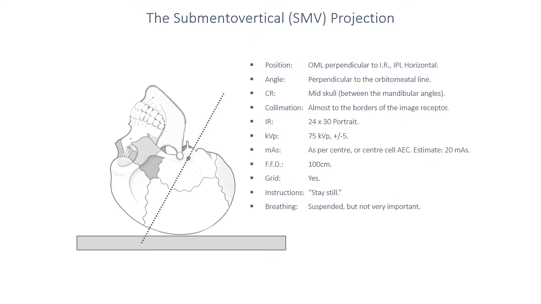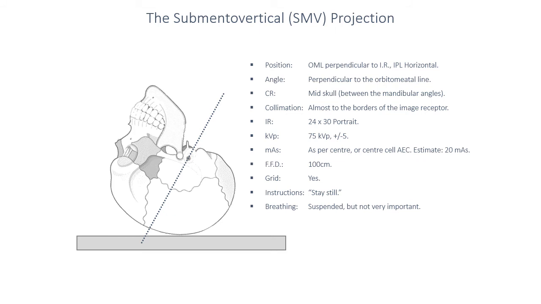Then you will place your image receptor such that the primary beam will be cutting right into the middle of that image receptor, and make sure your angulation corresponds to that perpendicularity to the orbitomeatal line. You'll collimate to the borders of the image receptor on a 24 by 30 portrait image receptor. Now the instructions here say stay still, but realistically this is one of those projections where you absolutely must coach your patient, encourage them to be compliant and to keep up communication to let them know that you will be getting them to be seated back again to get normal blood pressure flow as soon as you possibly can.